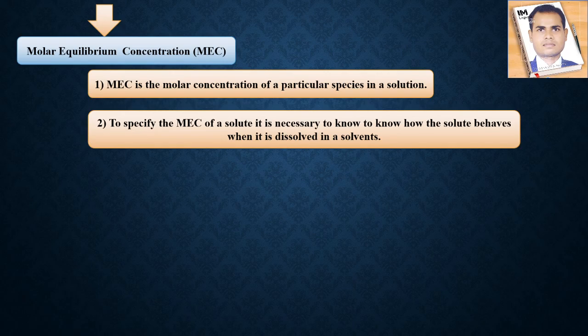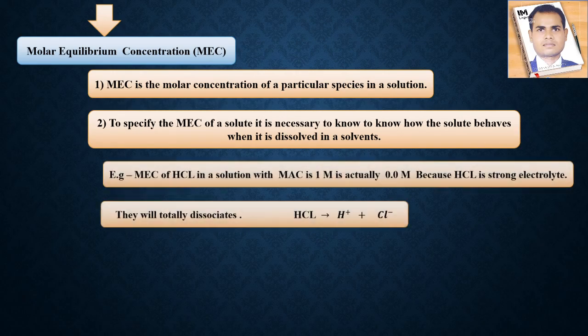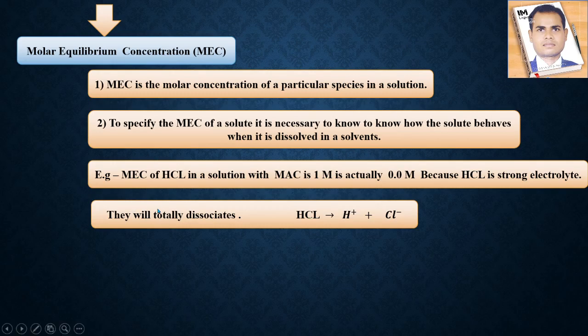So this depends on the concentration of the particular solution, okay. The concentration will affect the dissolution or the dissociation of a specific species into the solvent. For example, you take the molar equilibrium concentration of HCl in a solution with a molar analytical concentration of 1 molar. So that is 0.0 molar, because HCl is a strong electrolyte, okay. So they will totally dissociate, okay.